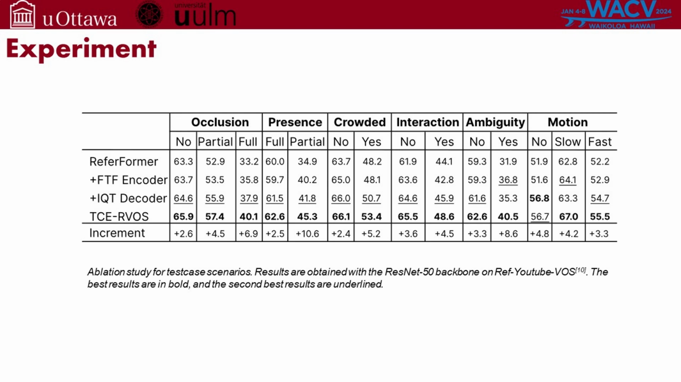This page shows the evaluation study of our method under challenging scenarios. Results are obtained with the ResNet-50 backbone on the Refer-YouTube-VOS dataset. Both our FTF encoder and IQT decoder improve the model performance, and the combination of these two modules achieves the best accuracy. Notably, the increments under different scenarios are not equal. For example, under the occlusion category, our method improves the accuracy by 2.6 under the no occlusion case, but 6.9 under the full occlusion case, which means that by using the proposed method to enhance the temporal context understanding, the ability of handling challenging scenarios is improved.